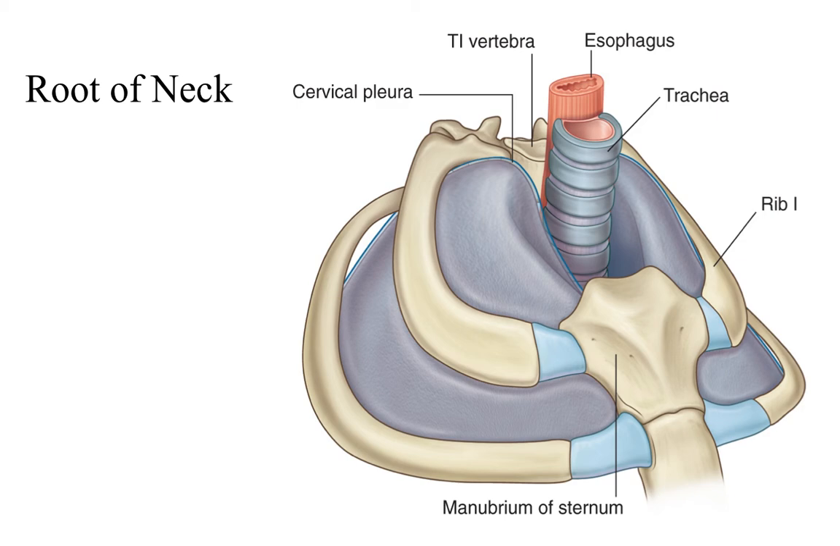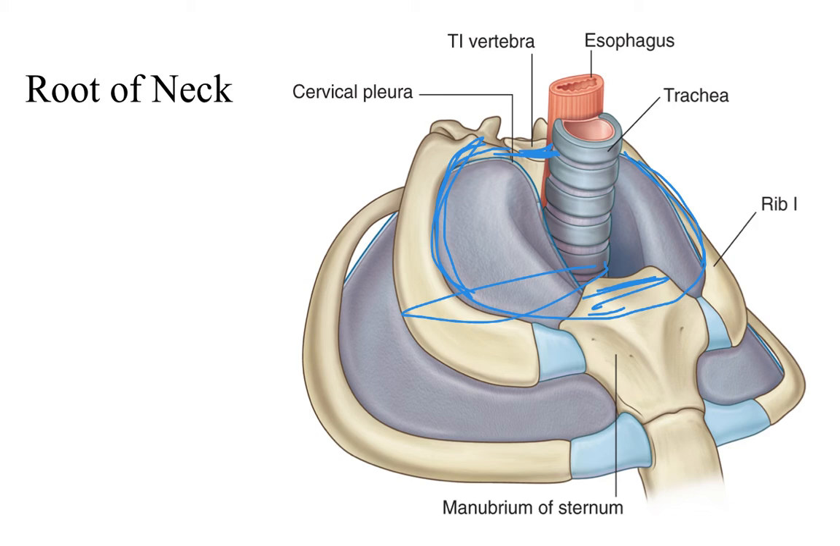Okay, the root of the neck is this area that is right here, and we've talked about this as the superior thoracic aperture. So it's the area above the superior thoracic aperture, bounded by the sternum, the manubrium of the sternum here, as well as the clavicle, although that's not pictured here, and the superior borders of rib 1. And then posteriorly by the T1 vertebra, which is associated with, of course, rib number 1.